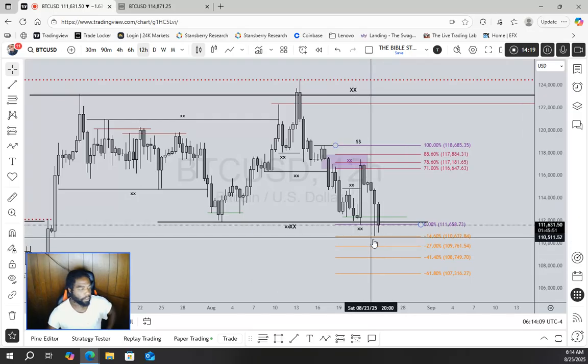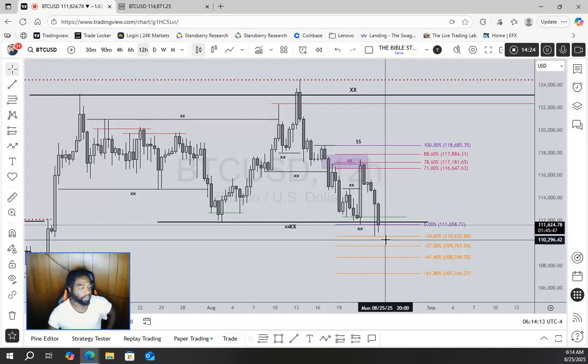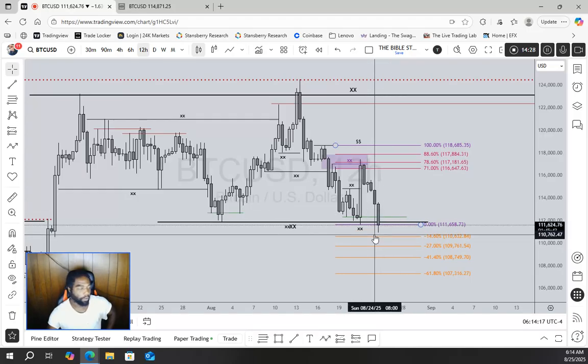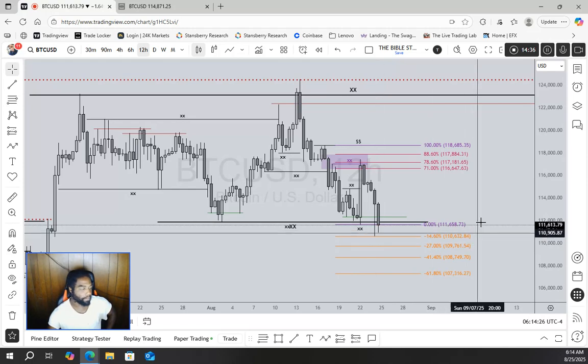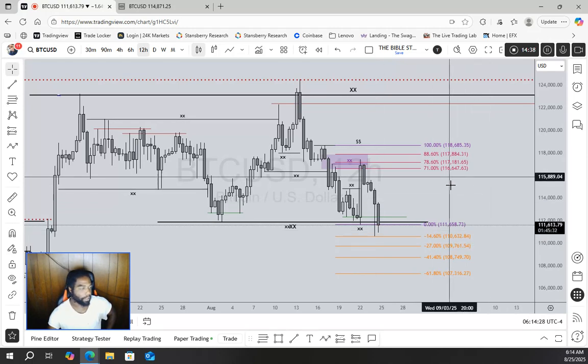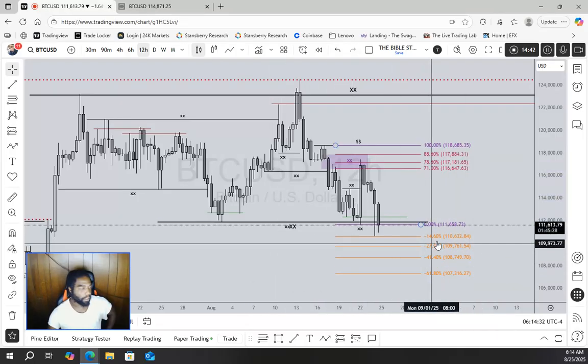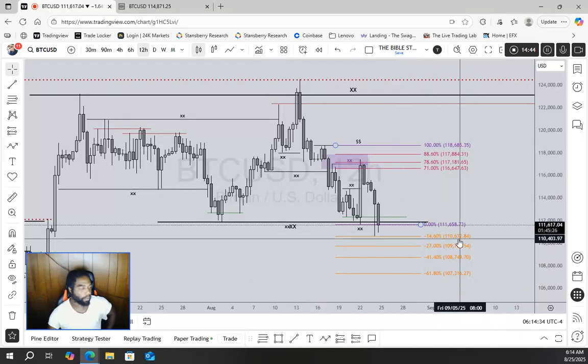Price came into the take profit level 1. We know price coming into take profit levels, this is the reaction that you should get, or you will get a reaction with price coming into take profit levels, because we know money is coming out of the market. So that's the price action here on the 12-hour.